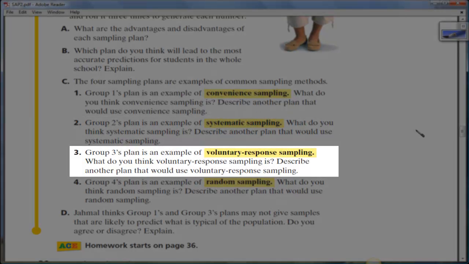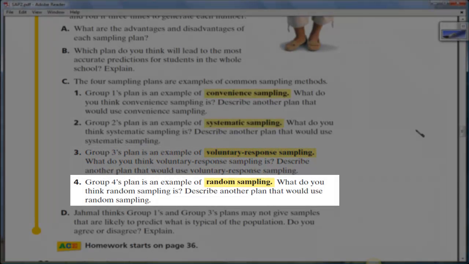Group 3's plan is an example of voluntary response sampling. What do you think voluntary response sampling is? How do you think that relates to Group number 3's sample plan? Describe another plan that you would use to get voluntary response sampling. And finally, Group 4's plan is an example of random sampling. What do you think random sampling is? Describe another plan that would use random sampling.